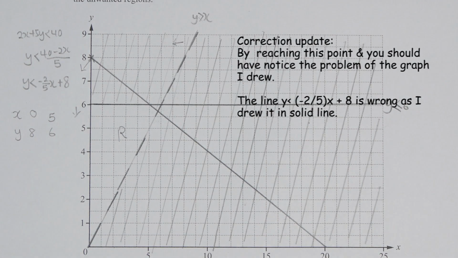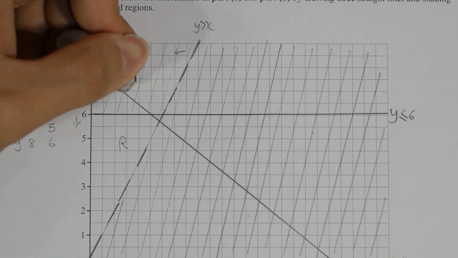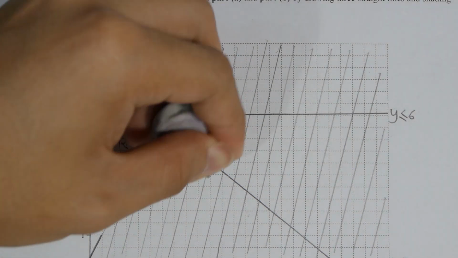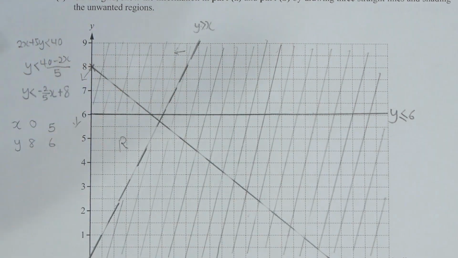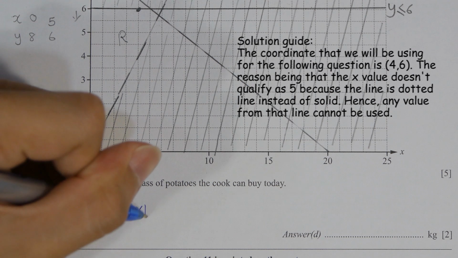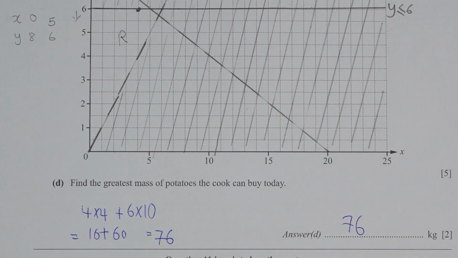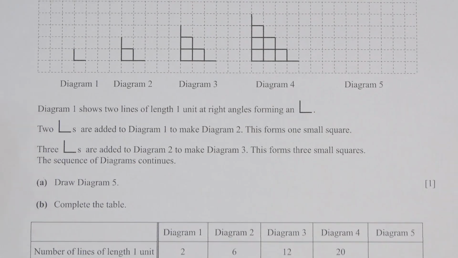So, find the greatest mass of potato that the cook can buy today. It will actually be 4 times 4 plus 6 times 10. The reason is that the 2 points that would give a greater result are not acceptable because they are on dotted lines. So the closest point will be 76 kg, at the coordinate (4, 6).